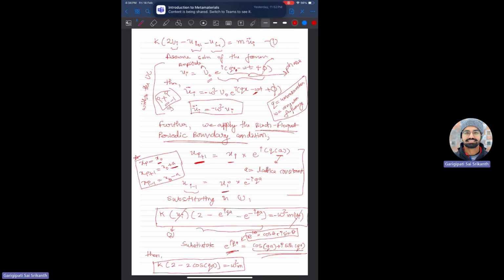So we can write it in this form, u i. Then what is u i double dot? If you take the double derivative, you will get minus omega square outside. So essentially u i double dot is equal to minus omega square u i. This is typical in harmonic systems.